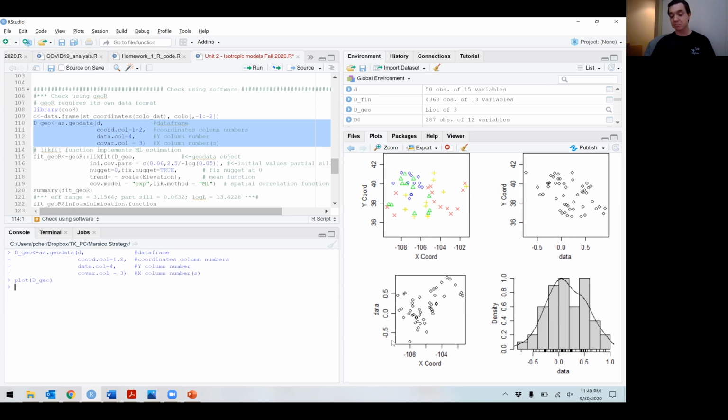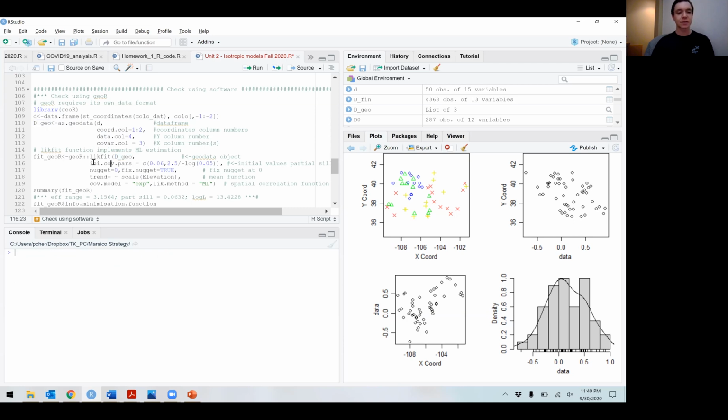It also gives you a look at whether you have a trend to worry about. In this case, maybe I have a trend in the X direction, but maybe I can take care of that with my elevation covariate. So here is my model. This function is applied to our new format that we just made up here.